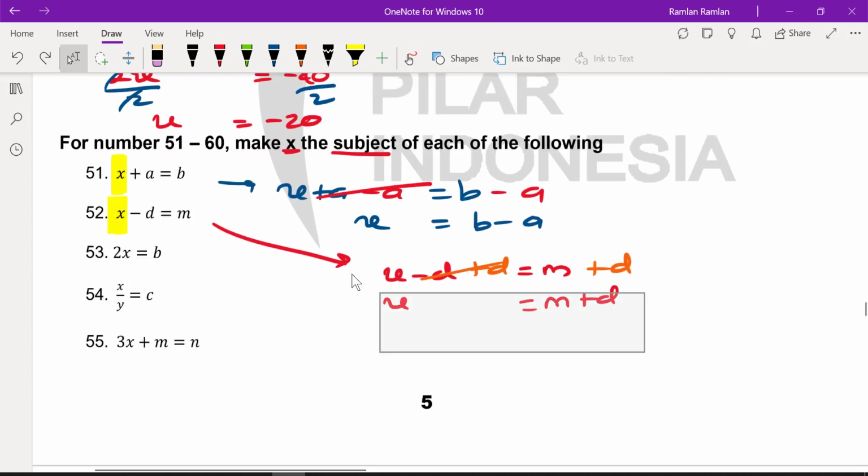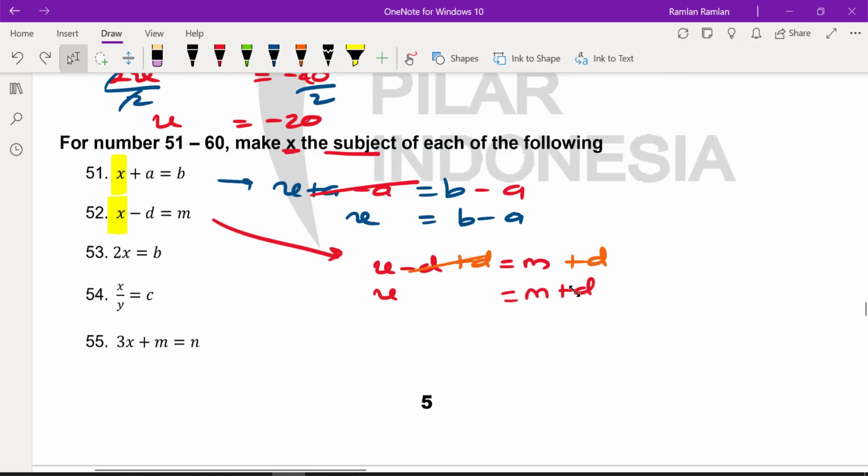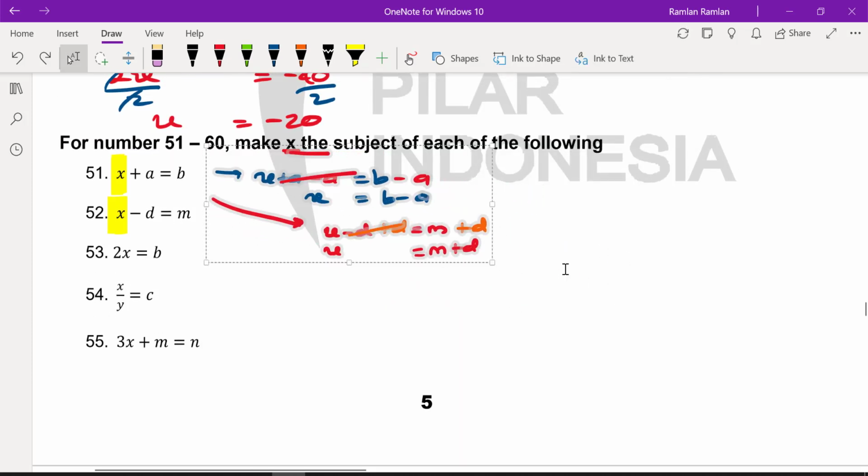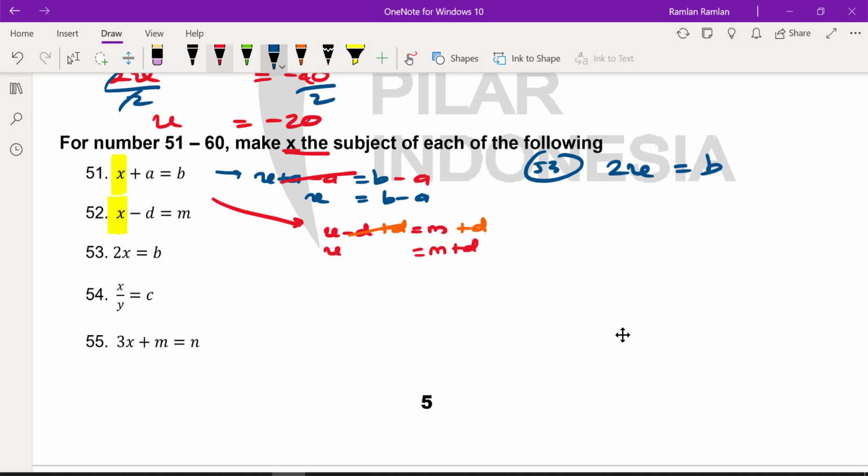I'm going to make this a little bit smaller, guys. I'm running out of space here. So number 53, I'm going to put it over here. Same thing, 2x equals b, so I need to get rid of the 2 by dividing both sides by 2, right? So I've canceled the 2 here, and the x just equals b over 2. That's it.